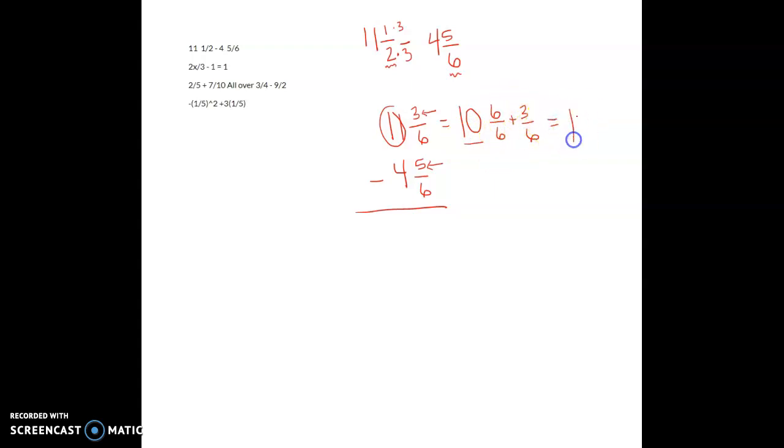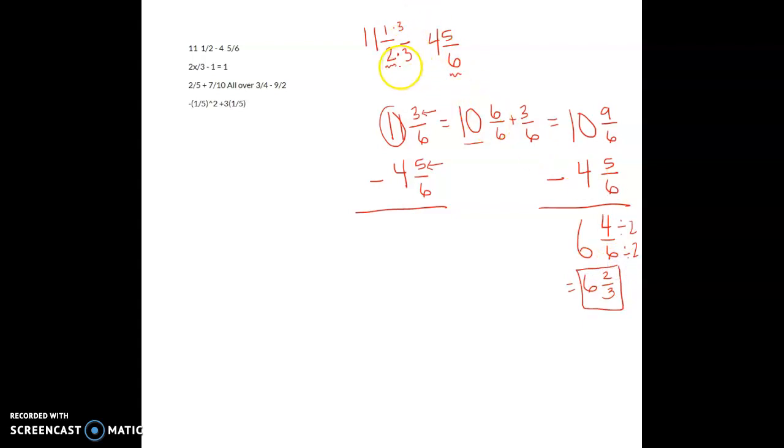So then this really becomes 10 and 9/6 minus 4 and 5/6. And now I can do it. So 9/6 minus 5/6 is just going to be 4/6. 10 minus 4 is 6. And then I want to look, can I simplify? Well, yeah, with 4/6, they both divide by 2. So I'm going to divide both by 2, and I'll end up with 6 2/3. So on this one, the main key is first get a common denominator, and then you have to borrow so that there's enough in this numerator to subtract here.